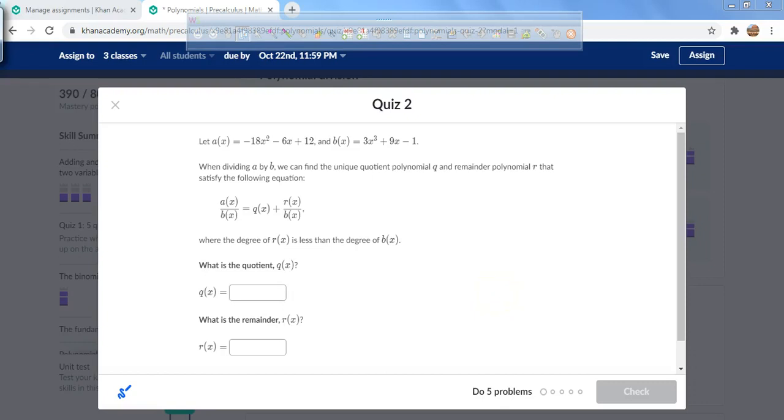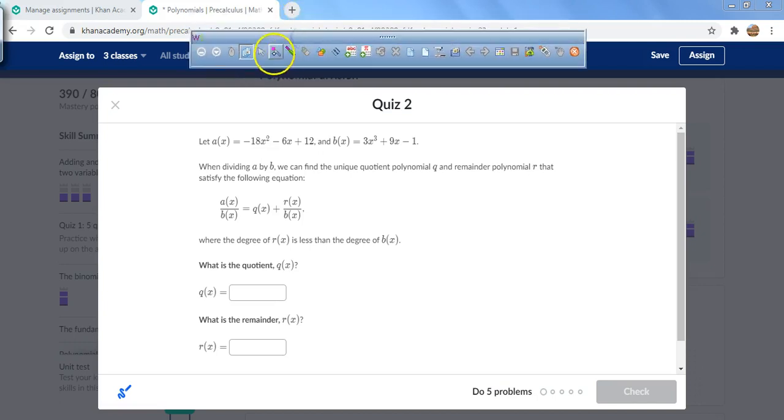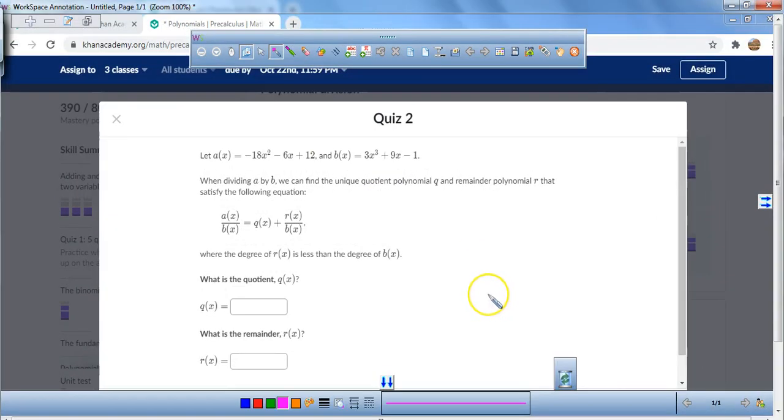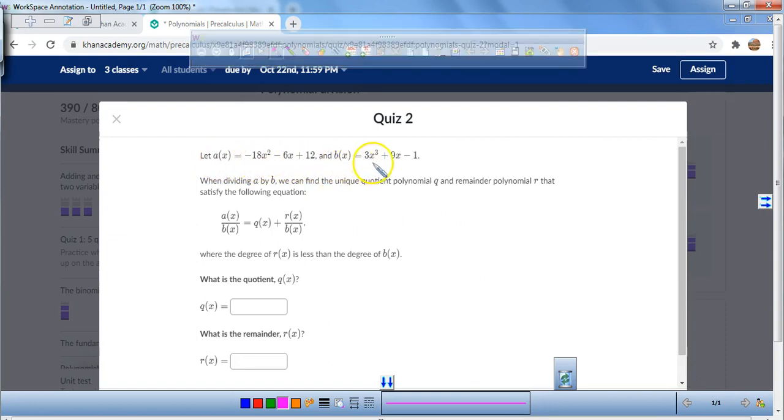All right, so in my attempts to be helpful and useful to my students, I'm going to go ahead and take a quiz and record all the different particular problems that I'm given. So maybe you guys can learn from watching me. So here we go. It says let a of x equal this polynomial and let b of x equal this polynomial. Now, unfortunately for you guys, they gave me a very easy one. I wish it was harder, but it's not.